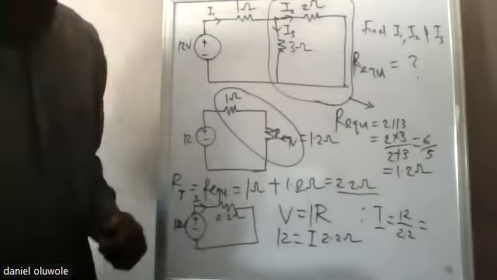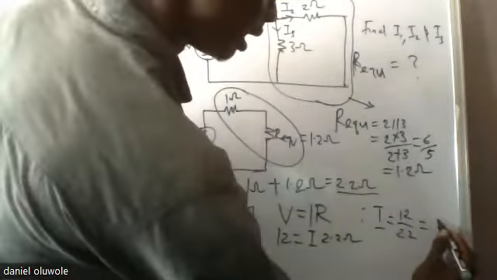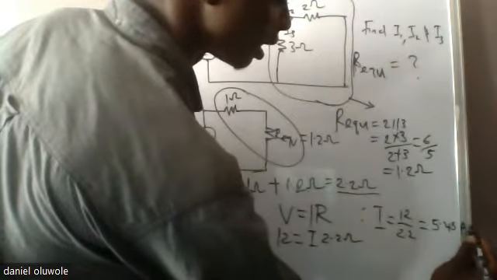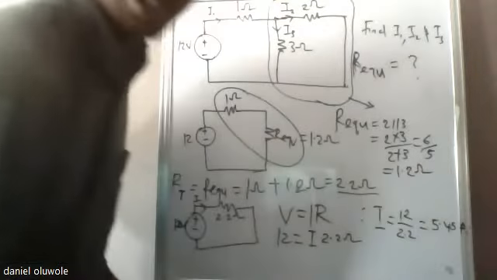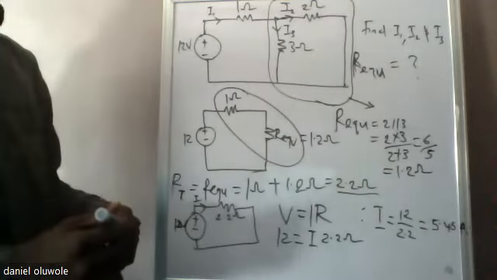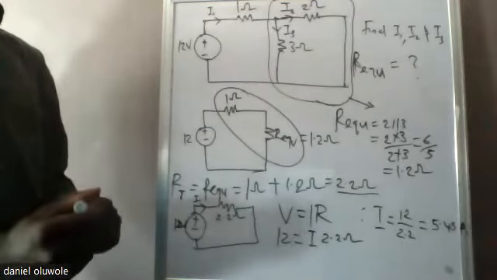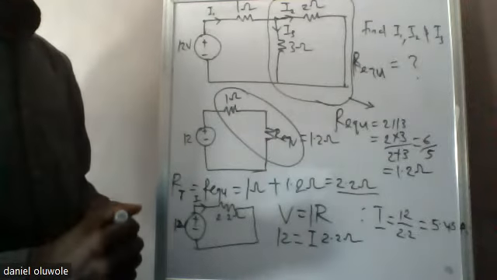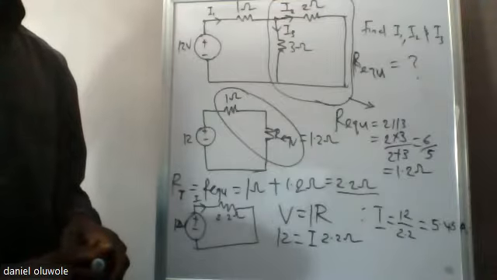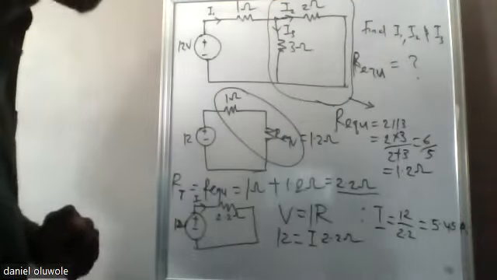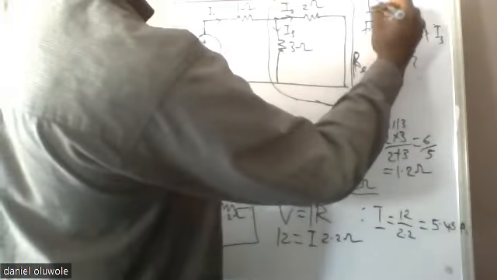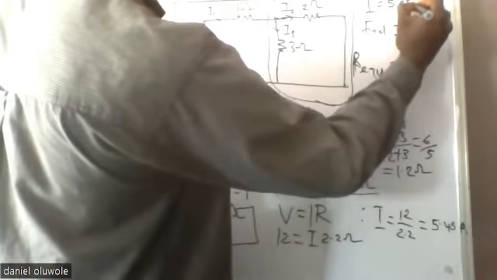That's 5.45, but you can confirm. Am I right? 5.45 amps. Don't forget to put your units. 5.45 amps. Is that what you got? Yes, 5.45. So our I is equal to 5.45 amps.